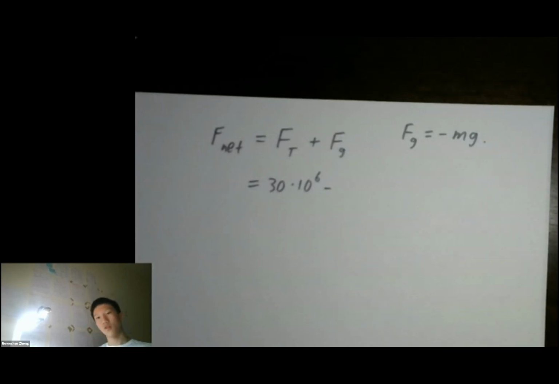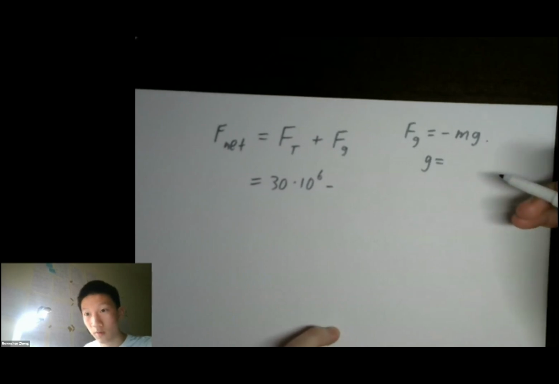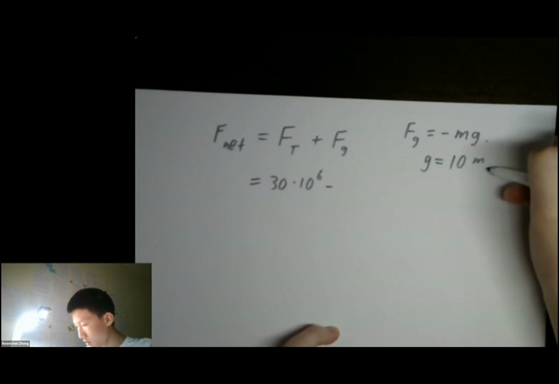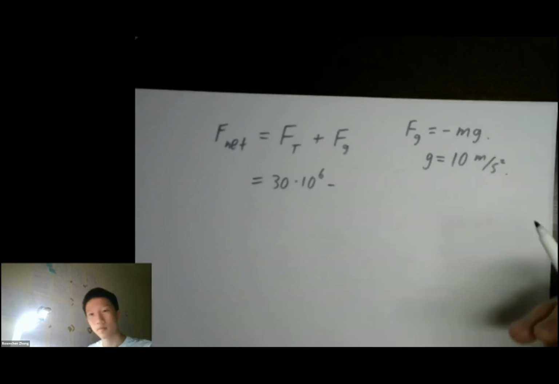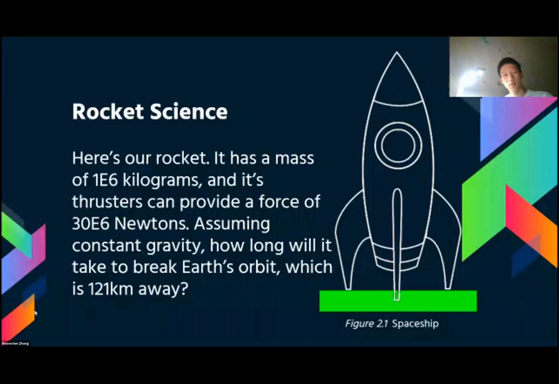Okay, so in this situation, first of all, what's g? G is just a constant. For the purposes of this class, g is going to be 10 meters per second squared. Technically, it's around 9.8, but that's for the lawyers. We don't care about that. Assuming constant gravity, how long will it take to break Earth's orbit?